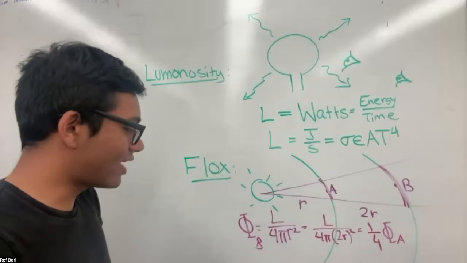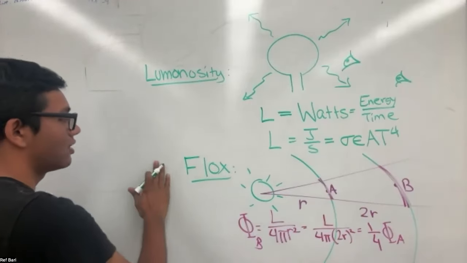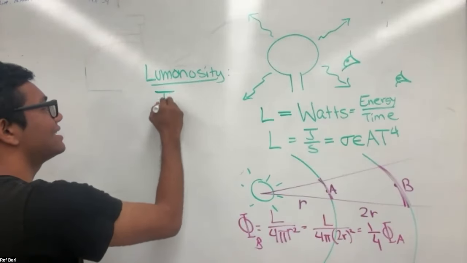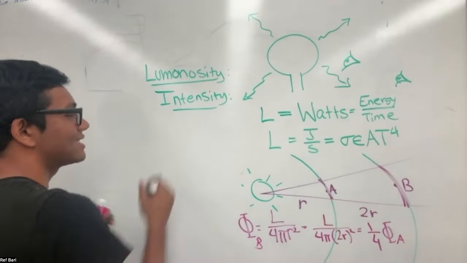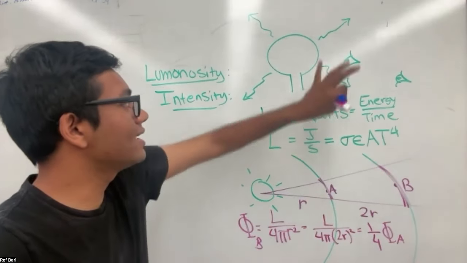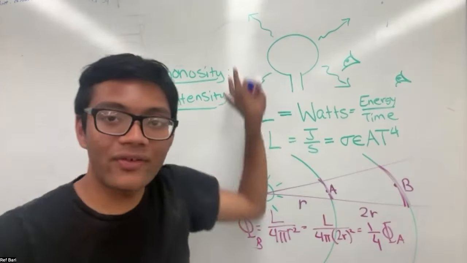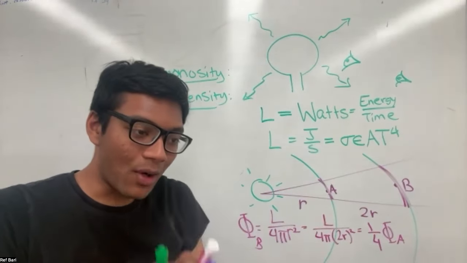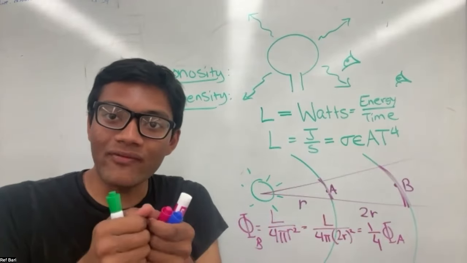Okay, the final concept is luminous intensity. The idea is simple. The idea of luminous intensity is it's not about what is the total brightness of a source. It's about how much light is passing through a certain area. Imagine you have a flashlight.